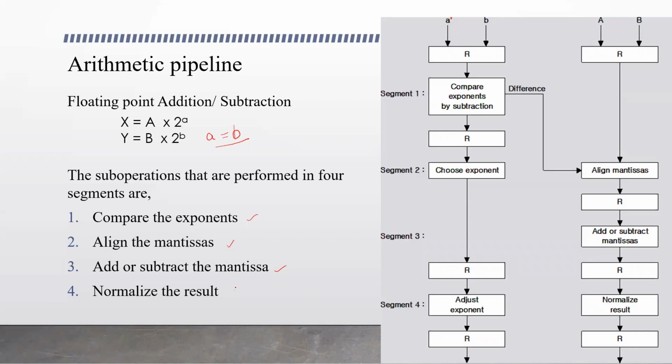So this way, floating point addition and subtraction can be divided into four sub-operations: compare the exponents, align the mantissas, add or subtract the mantissas, and normalize the result. This flow chart shows this. At the left side, we have small a and b, which are the exponents.